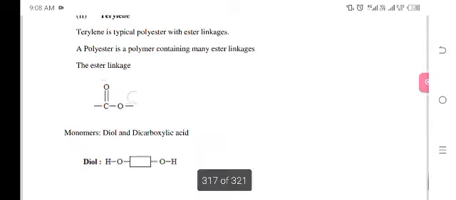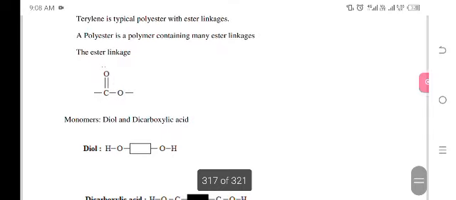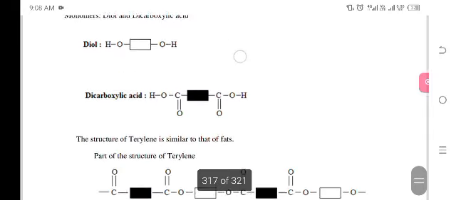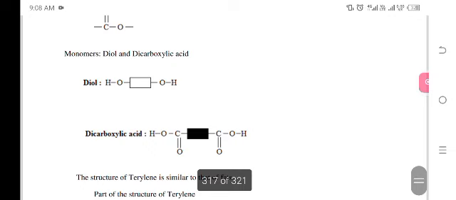Okay, so in the chain of a polyester, you will be able to see an ester linkage, and this is an ester linkage here. So what are the monomers involved? There's a diol and a dicarboxylic acid. Remember we said in esterification we use alcohol and carboxylic acid.